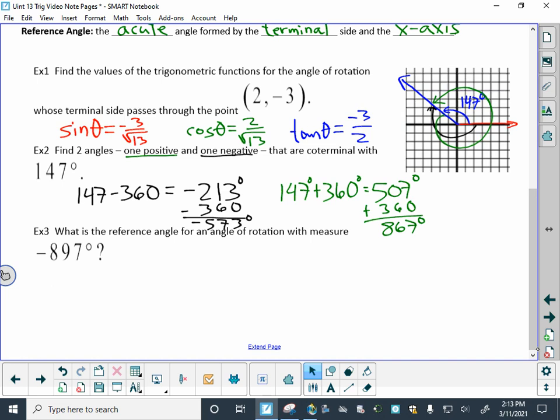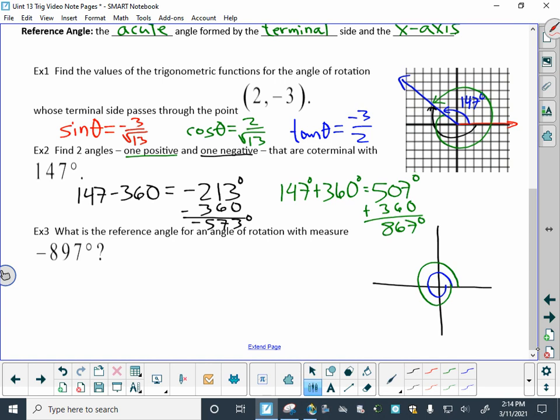All right, and the final example, what is the reference angle for an angle of rotation with a measure of negative 897 degrees? Okay. If I try to figure out roughly where that thing is and see if we can come up with an approach here. So negative 897 degrees, if I go once around here, there's negative 360. If I keep going in that direction, another 360 would take me to negative 720. Okay, well, how much do I have left from that point? Looks like about 177 left from that point.